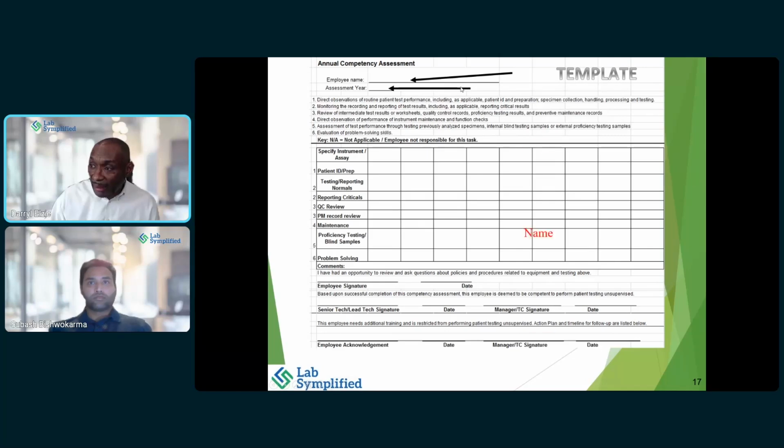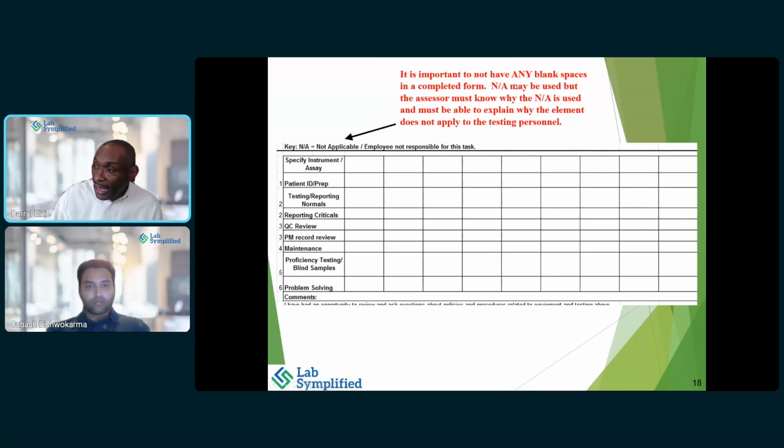Here's the employee name. Of course, you've got to have the assessment year. Further down, this is the key area here. As you see, 1, 2, 3, 4, 5, and 6 are on the side, so you can say right here what we're addressing, which element. It is important to not have any blank spaces in a completed form.